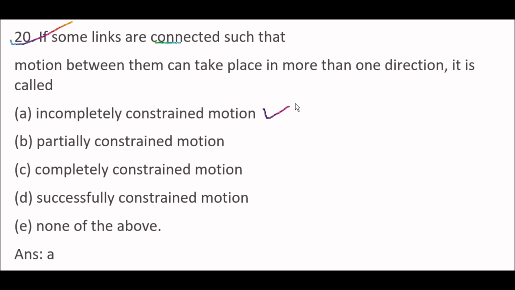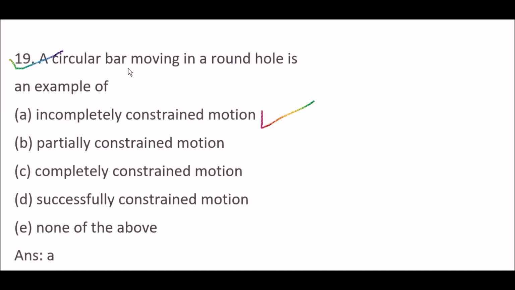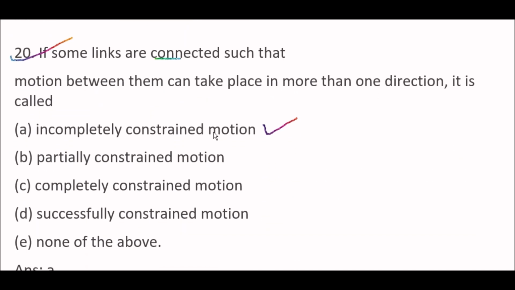Okay. Now let's move again to question number 19. Here, question number 19 is a circular bar moving in a round hole is an example of. Okay. This is the example of incompletely constrained motion. And in question number 20, if some links are connected such that motion between them can take place in more than one direction, it's called incompletely constrained motion. Okay guys, so choose your right option according to your question. Okay, don't be confused in the examination.